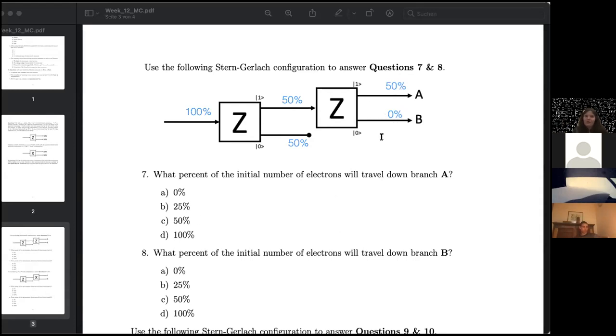So now you can more or less read the answer. For A it's 50%, and for B it's 0.